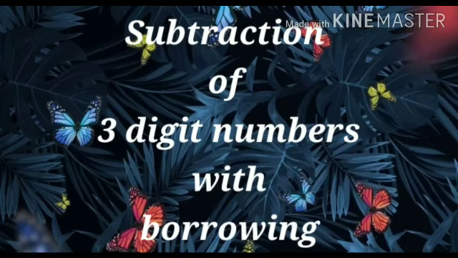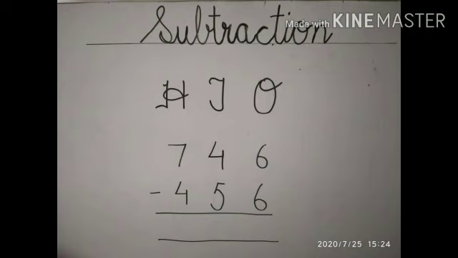Today we are going to revise and practice the subtraction of three-digit numbers with borrowing. Let's start with our first example. Here we have to subtract 456 from 746. You all know that we have to subtract smaller number from the larger number.